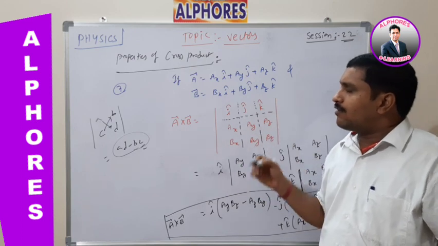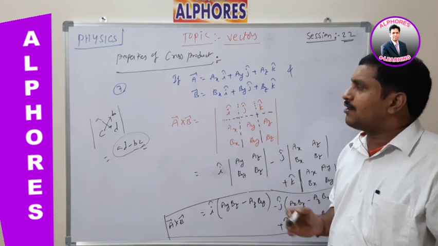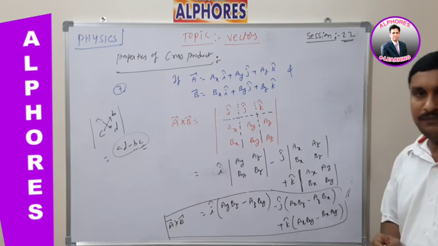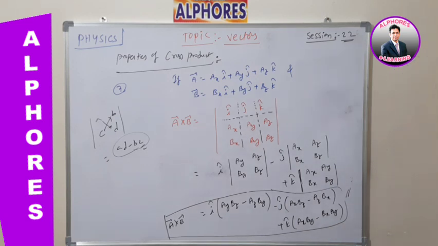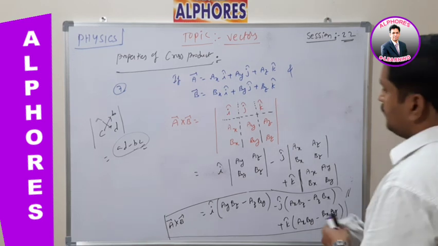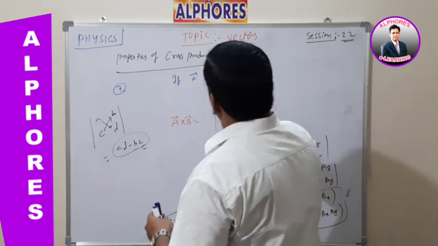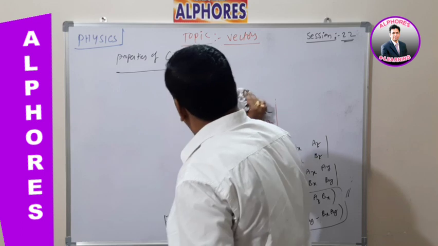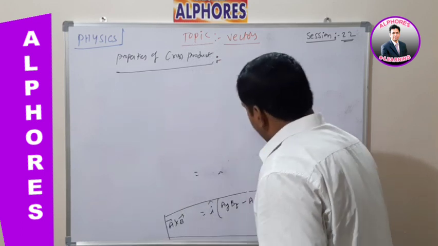Now I have to give one example of how to solve this cross product of two vectors. Please note it down, this is very important. Okay, all of you. I have to give one example for this determinant of a 3 by 3 matrix.